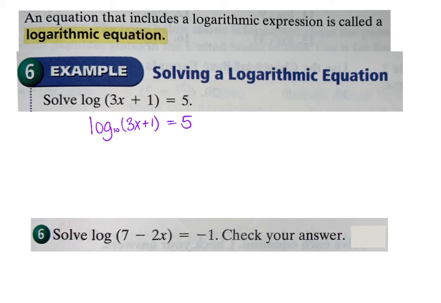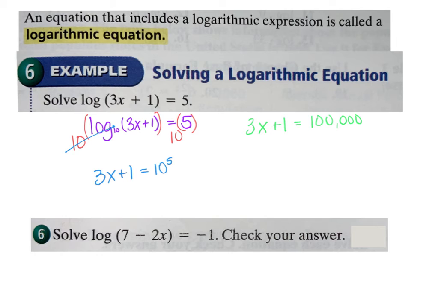Bases cancel out bases. So I am going to take 10 to this power and 10 to this power. On the left-hand side, my bases cancel each other out, and I'm left with just 3x plus 1. On the right-hand side, I have 10 to the 5th power. If I were to take out 10 to the 5th, I get 100,000, right? So I get 3x plus 1 equals 100,000. 10 to the 5th, 5 zeros there.